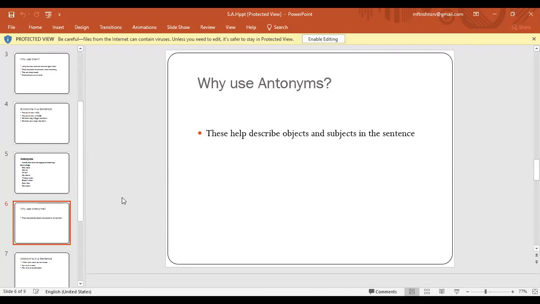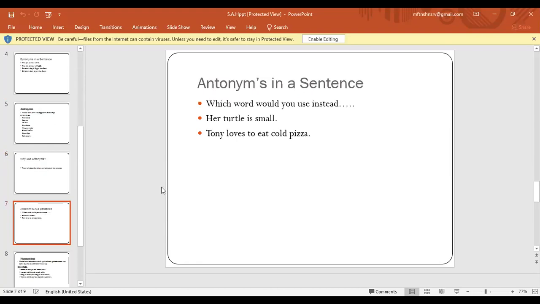Next step is about the use of antonyms. Antonyms help describe objects and subjects in the sentence. For example, antonyms in a sentence, which word would you use instead? Here, the turtle is small. Tony loves to eat cold pizza. So, can you find the adjective in this sentence? Who can tell me the adjective in the sentences? Small and cold. Yes. Can you give the antonym of these words?